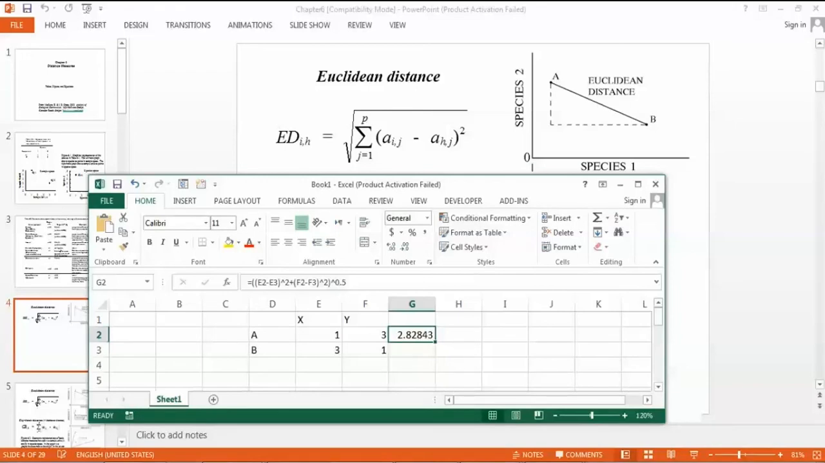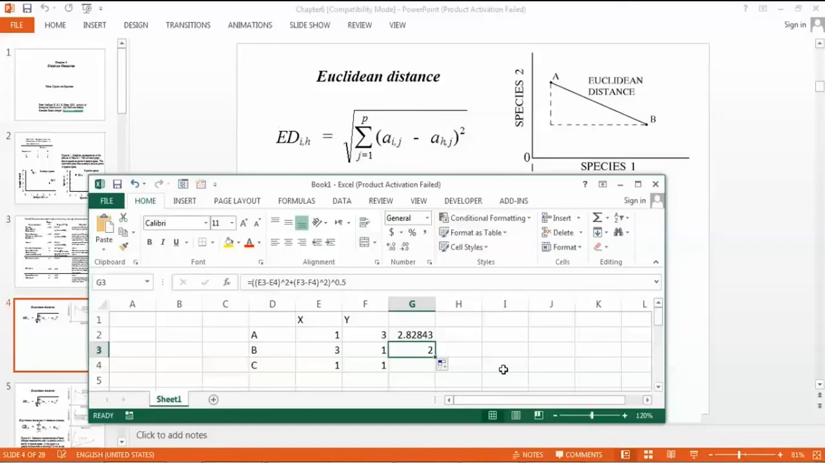So let's say A, B and C. Let's say C is 1 and 1. Okay. So, B to C, B to A. So, B to A is 2.8, B to C is 2.